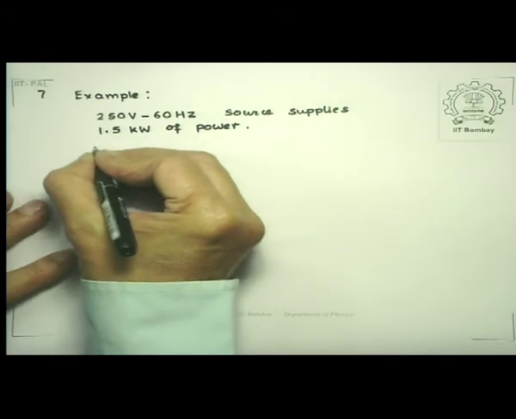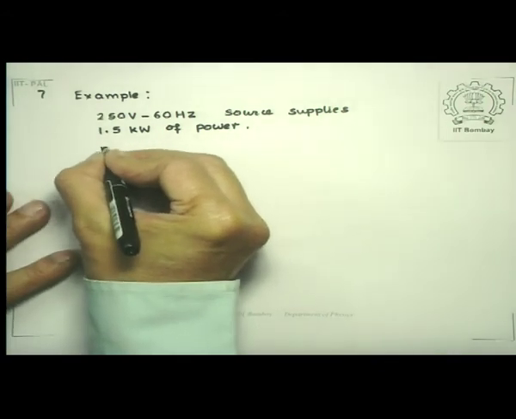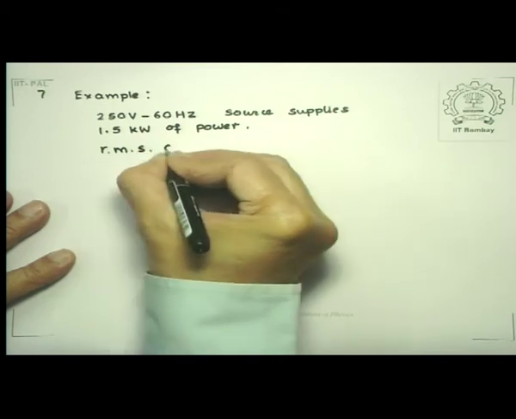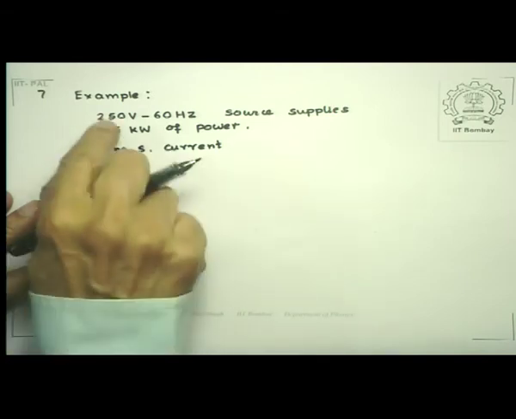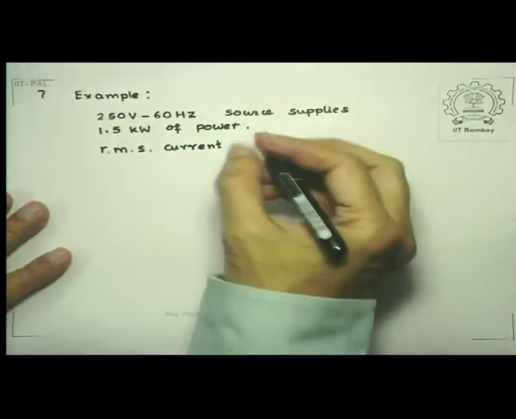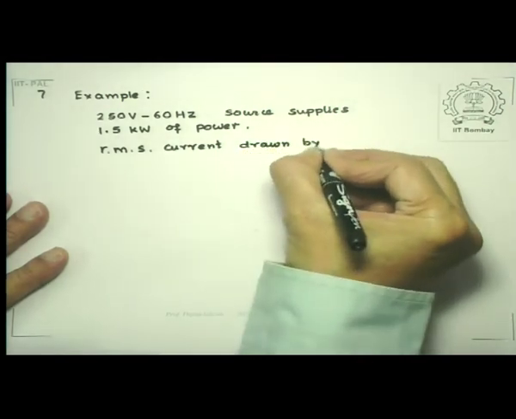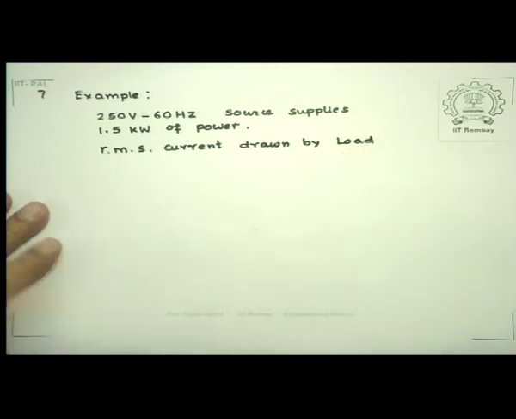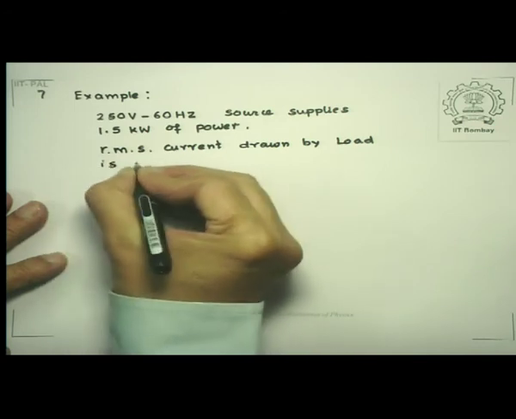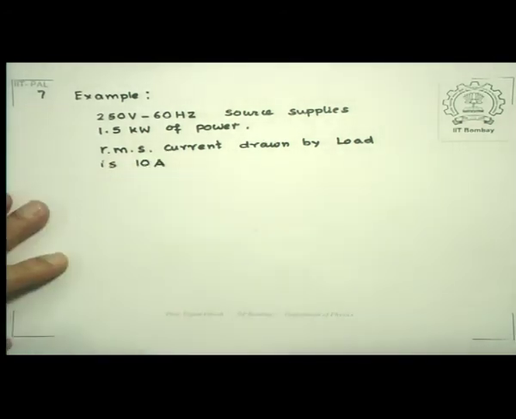But suppose that we find that the RMS current, remember that we had already pointed out that these voltages given are usually the RMS voltages. So the RMS current drawn by the load, as observed by the reading of an ammeter, is found to be 10 amperes. These are data given. So let me calculate a few things.